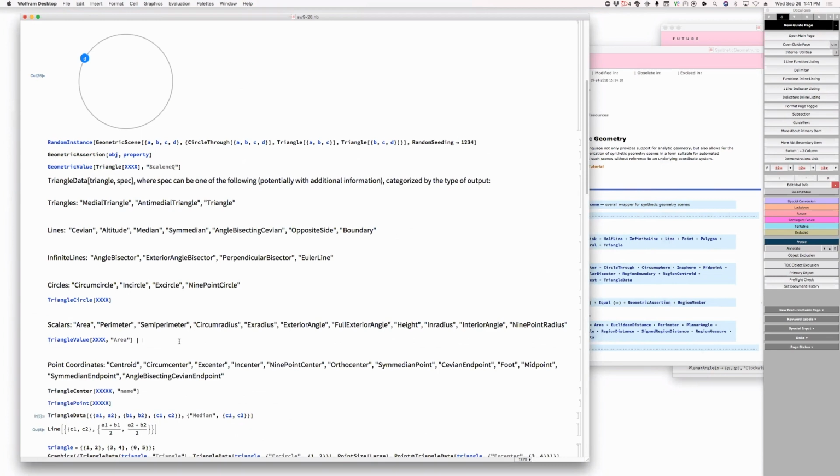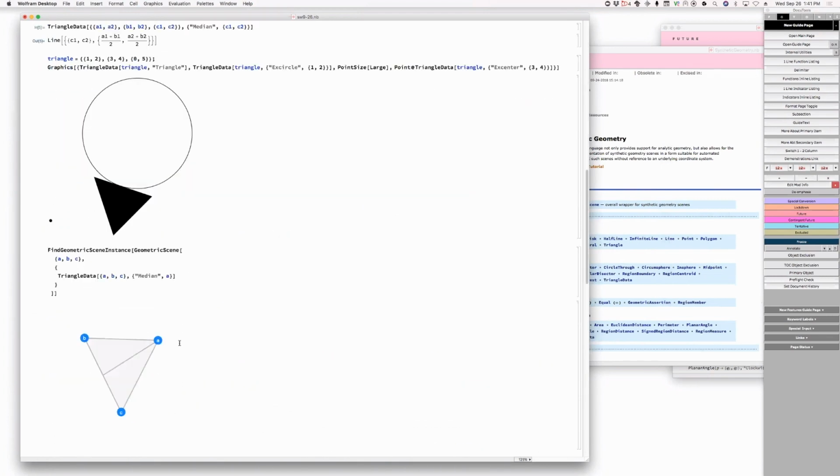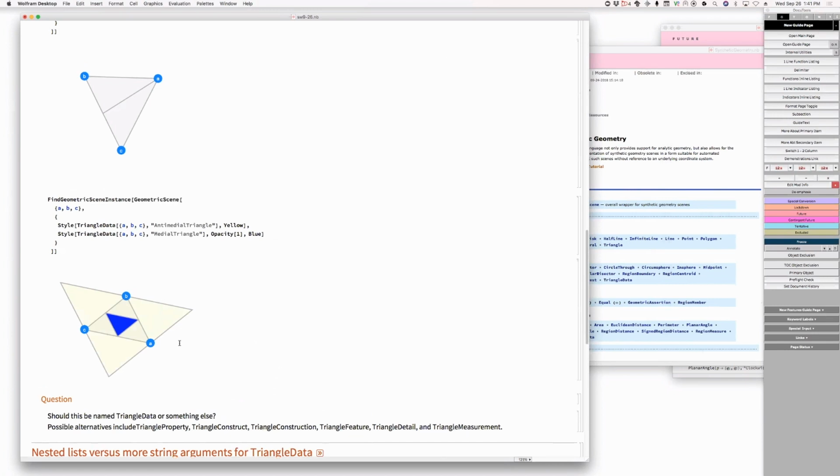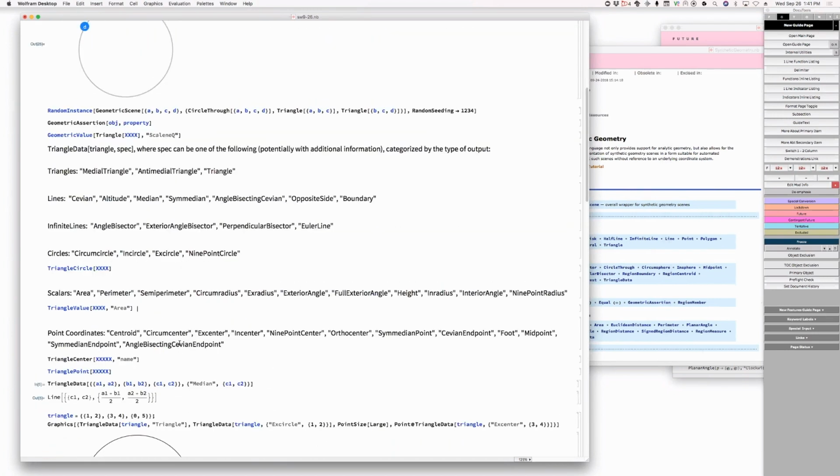We had a list of possible names for triangle. Yeah, at the bottom there's the possible triangle property, triangle construct, triangle construction, triangle feature, triangle detail. Triangle. Yeah, I see it. But those are trying to encompass the whole thing. Yeah, which I think is a mistake. Okay, let's look at these other ones here.